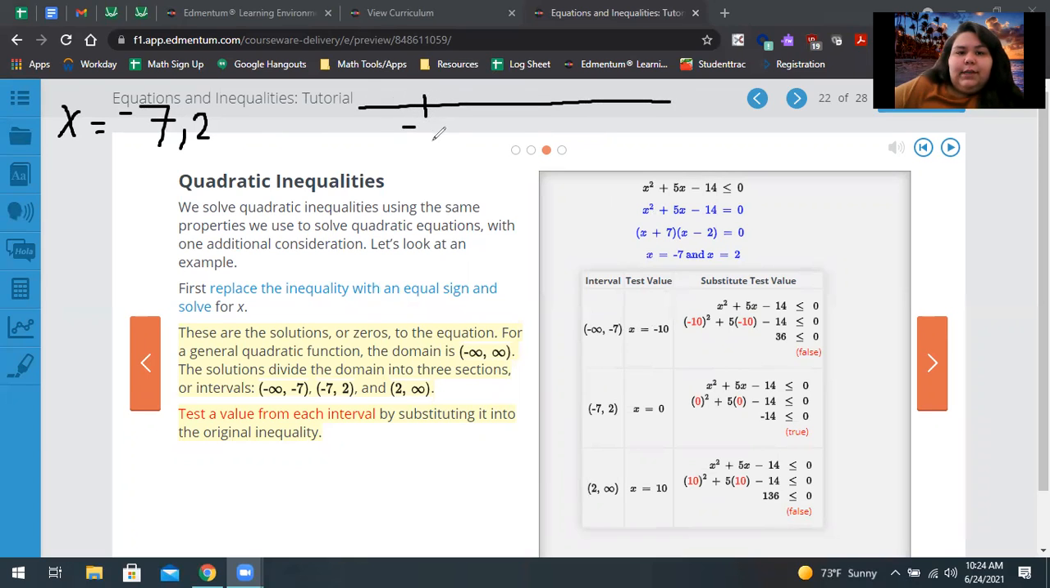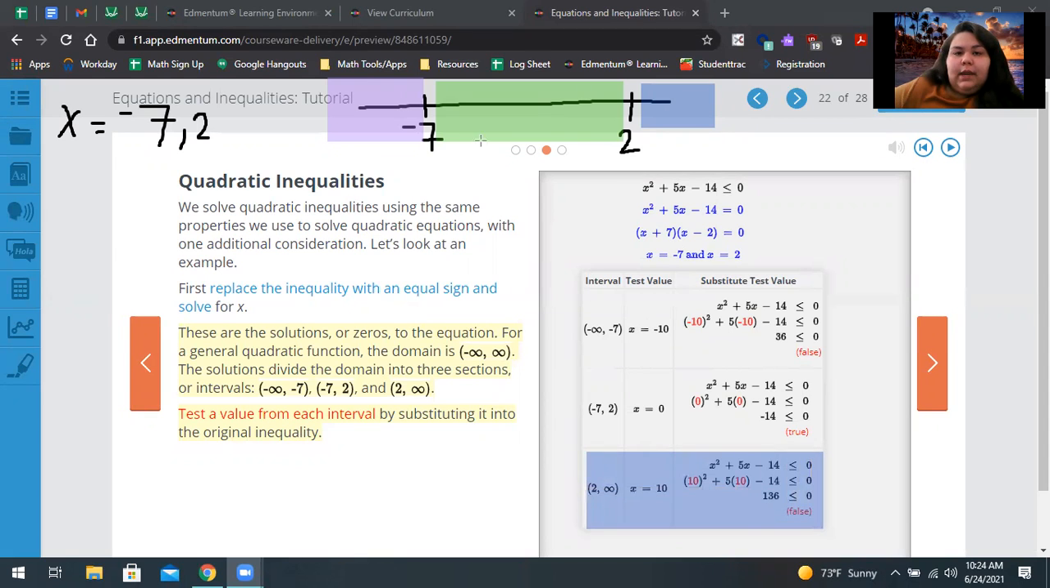Let's just say let's put -7 here, and let's put our 2 value here. And they broke them into 3 sections. This is from here to here, that green section, and then let's just say this is the blue section. And the idea is they wanted us to test out a value to see if this is true. So this blue area, they actually tested it out in this box here. And this green area was tested within this one.